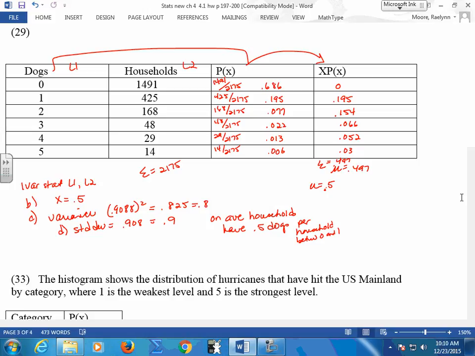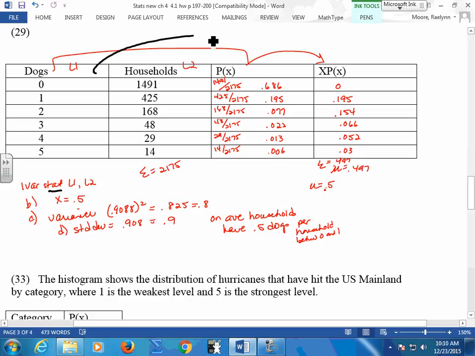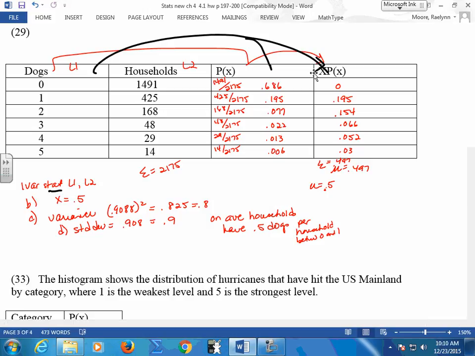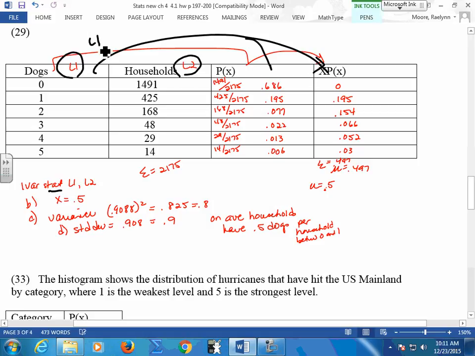If you put it in your L1, it's the X bar on your calculator. Otherwise, the mean is just your average. But because this has a frequency, you have to multiply these to get that one. Multiply this times this, and it gives you this one. You have to multiply your x times your p of x, and then you can take the sum. Or you can just put it in your L1, L2. Either way, you have to do it anyway to get your standard deviations.